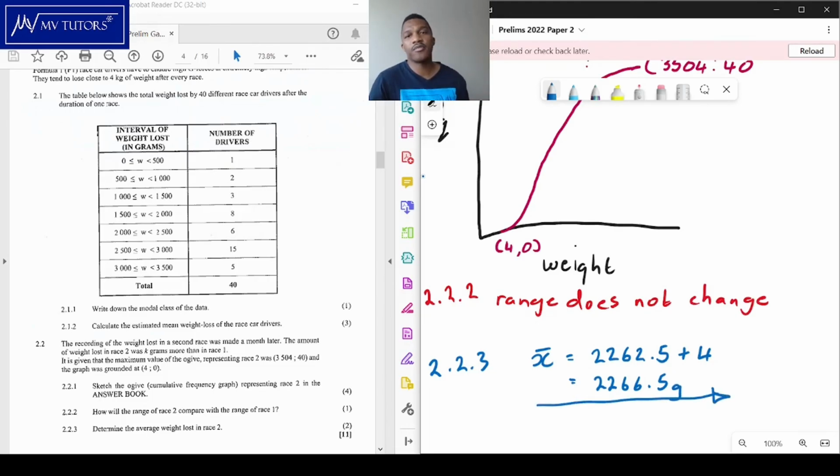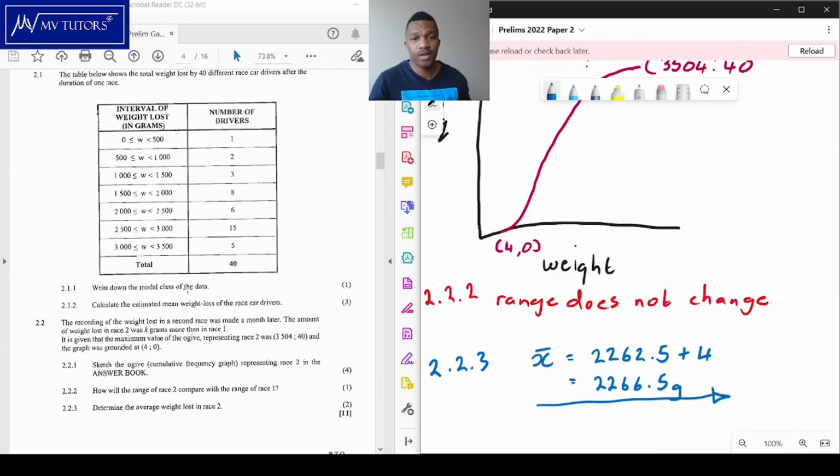Now I'm not 100% sure about these answers. Like I said, this is just what I would have done in the exam, but please do comment in the comment section if I made a mistake somewhere.